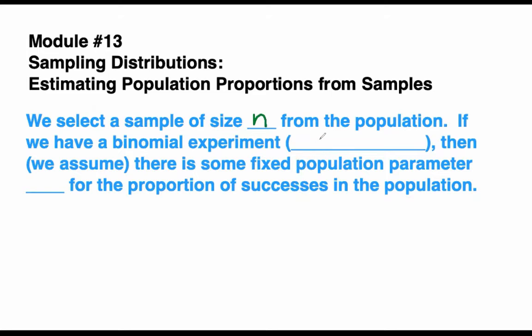If we have a binomial experiment, remember that essentially means two outcomes. I mean, there's more to the binomial experiment, but that's one of the key parts: two outcomes, a fixed number of trials, and the proportion has to remain constant. Then we assume there is some fixed population parameter, which we'll call P star, for the proportion of successes in the population. And here's where things are going to get tricky because we're going to start having lots and lots of different P's floating around.